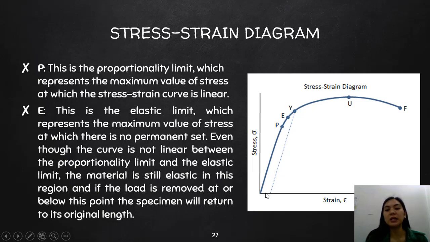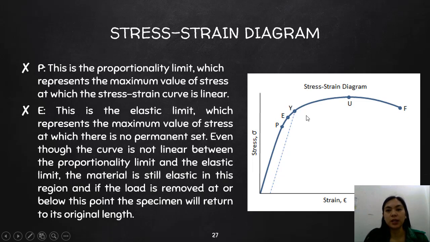So if you take a look, from zero, meaning no stress and no strain, it goes up in a linear form, like a straight line. Then, upon reaching the letter P, that's actually the end of the linear curve. Because if you take a look, upon reaching there, it starts to curve a little from your letter P to your letter E. So, the letter P is what we call your proportionality limit, because that is the only point where your stress and your strain are proportional to each other.